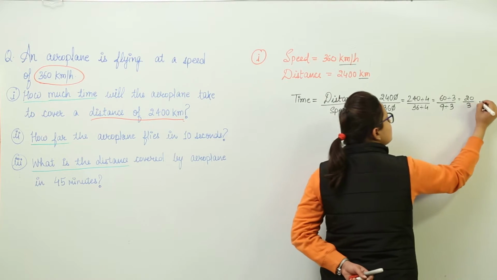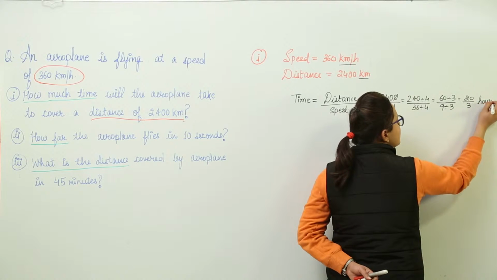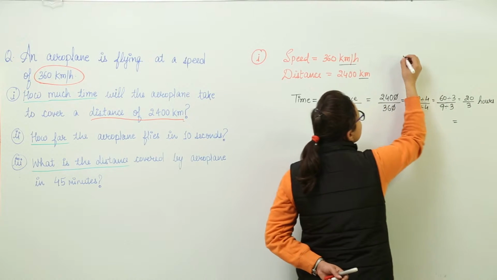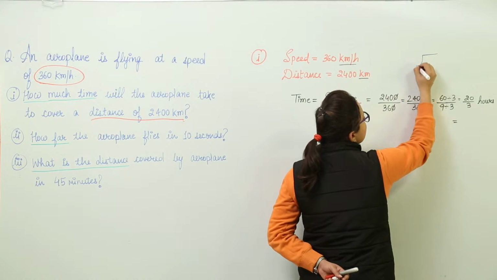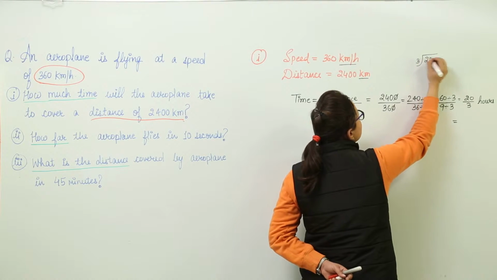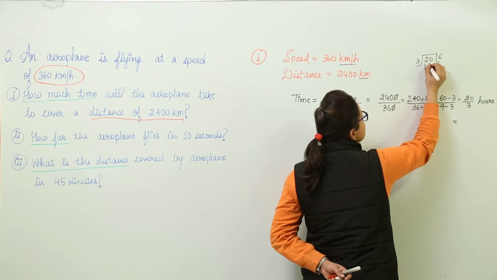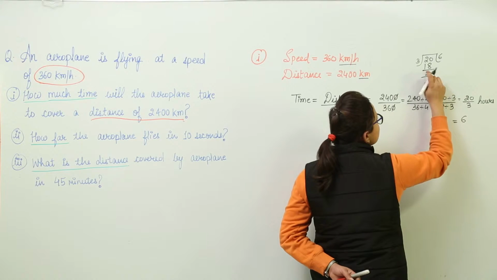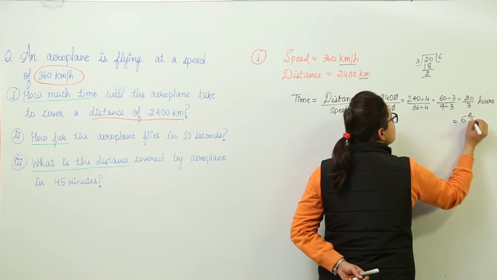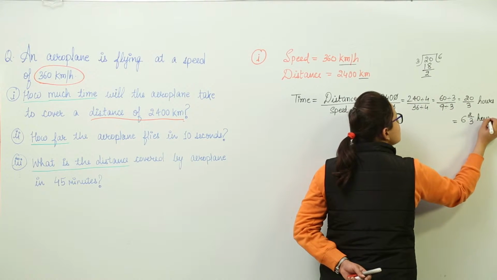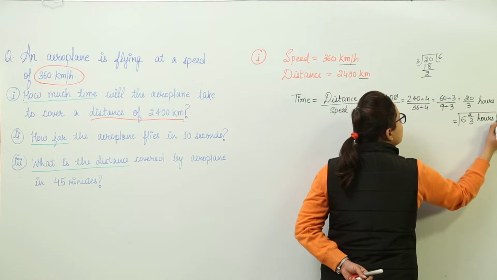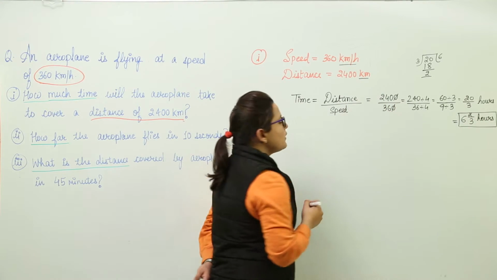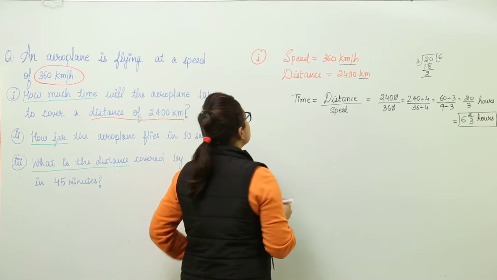You can leave the answer in hours as it is, or you can convert it into a mixed fraction, that is by dividing 20 by 3. You get 3 sixes are 18, remainder 2. To write the mixed fraction, we have 6 whole 2 upon 3. So we write 6 whole 2 upon 3 hours as the time taken by the aeroplane to travel a distance of 2400 kilometers. This was the first part.